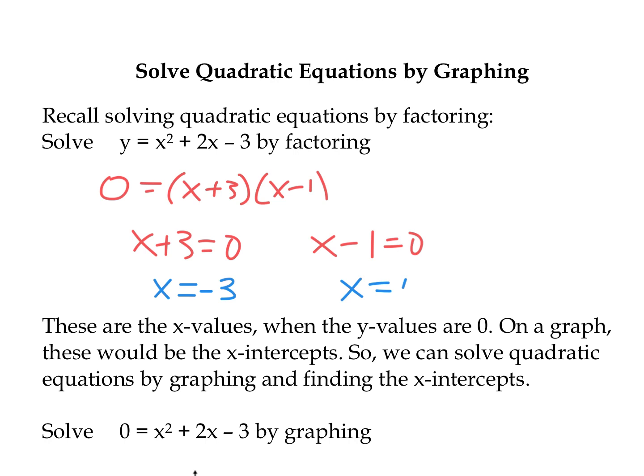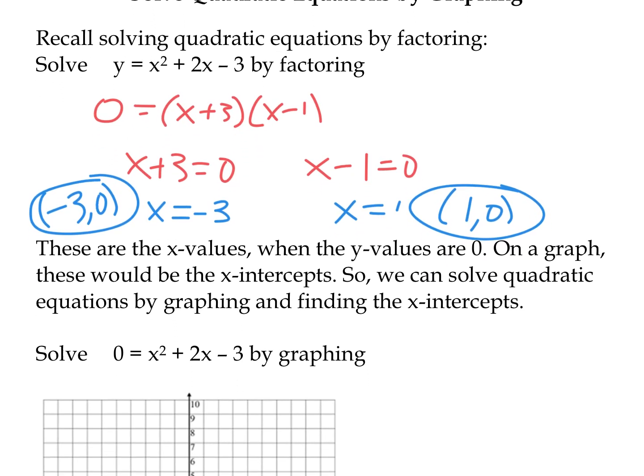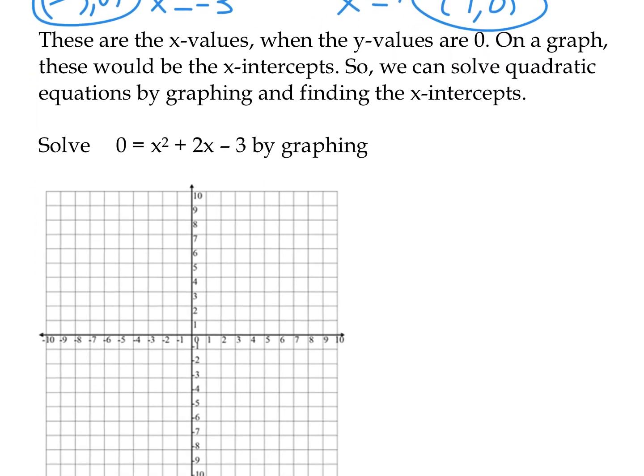These are the x values where the y value is 0. So if I wrote that as an ordered pair, it would be 1, comma 0, or negative 3, comma 0. Well, when I graph, I can look for those points on the graph. Those are the x-intercepts. So the places where the graph crosses the x-axis and has a y value of 0, those would be the solutions of the equation. So we can solve quadratic equations by graphing them and finding those x-intercepts. So let's solve that same equation by graphing it.